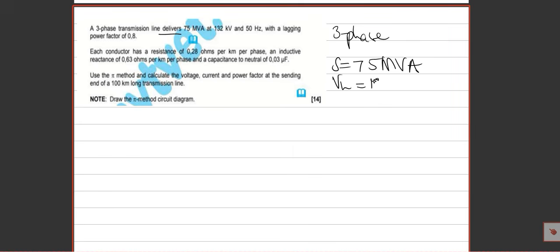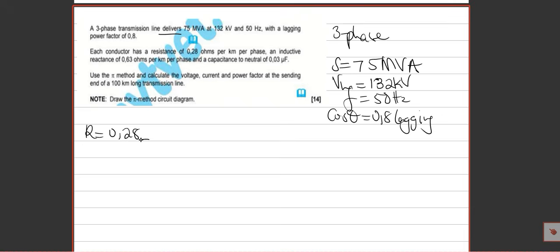We have 132 kilovolts. Frequency is given to us as 50 hertz with a lagging power factor, cos theta 0.8 lagging. It says each conductor has a resistance of 0.25. We're given R. R is given to us as 0.28 ohms per kilometer. We're given an inductive reactance of 0.63 ohms per kilometer. Then a capacitance to neutral of 0.03.